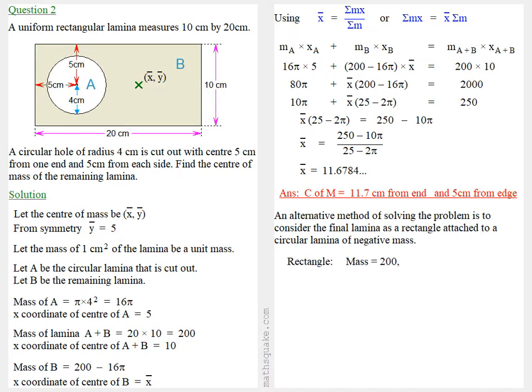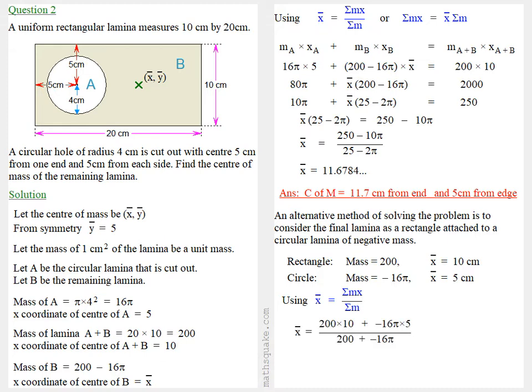Now the rectangle has mass 200 and the x-coordinate of its centre of mass is 10. The circle now has mass minus 16 pi and its centre of mass has coordinate 5. So using x bar is equal to the sum of the mx's over the sum of the m's, we have x bar is equal to 200 times 10 plus minus 16 pi times 5 over 200 plus minus 16 pi. That is 250 minus 10 pi over 25 minus 2 pi. So x bar is equal to 11.6784. And again we get our answer. X bar is equal to 11.7 centimetres and Y bar is 5 centimetres.